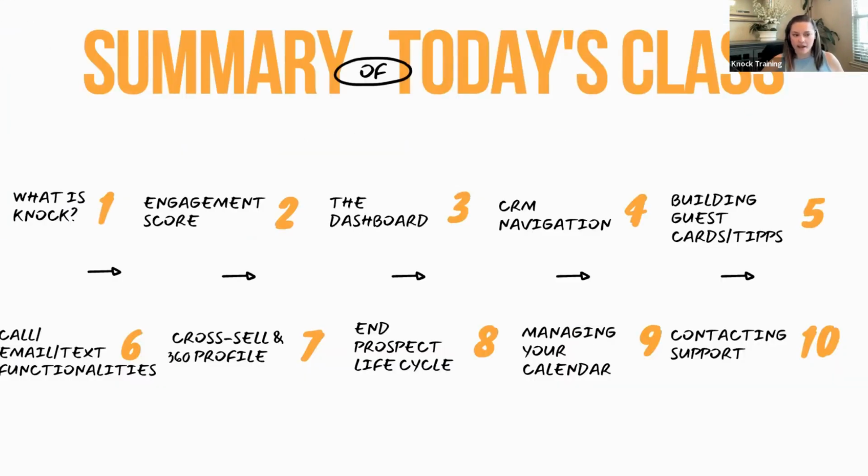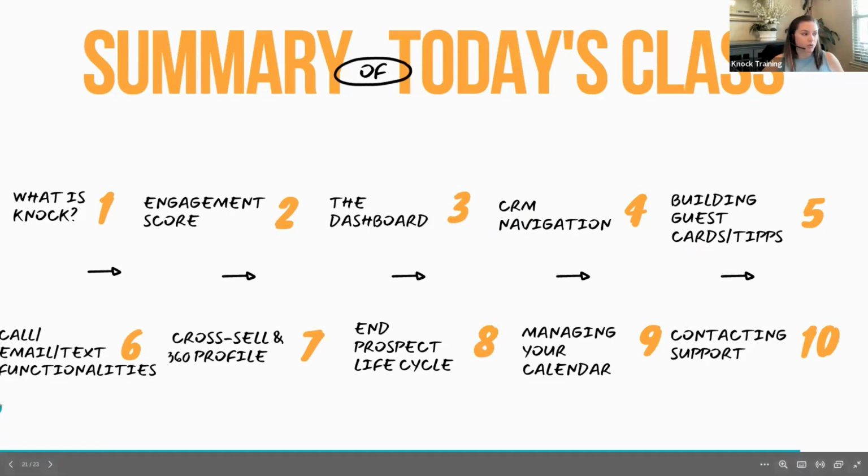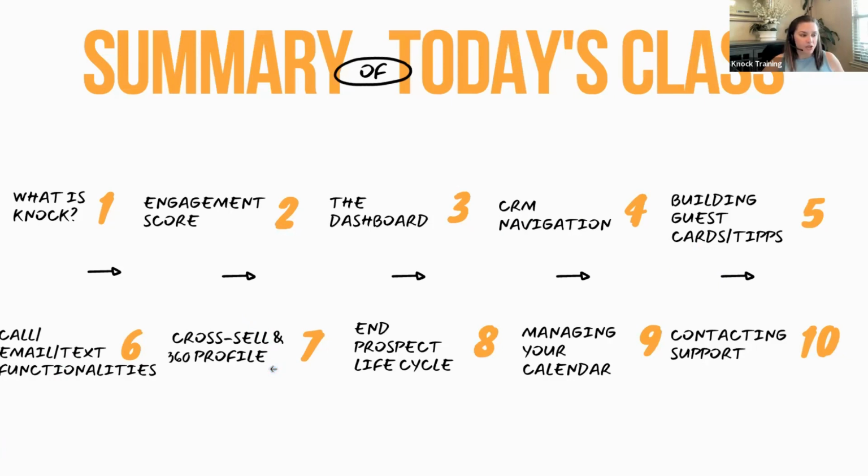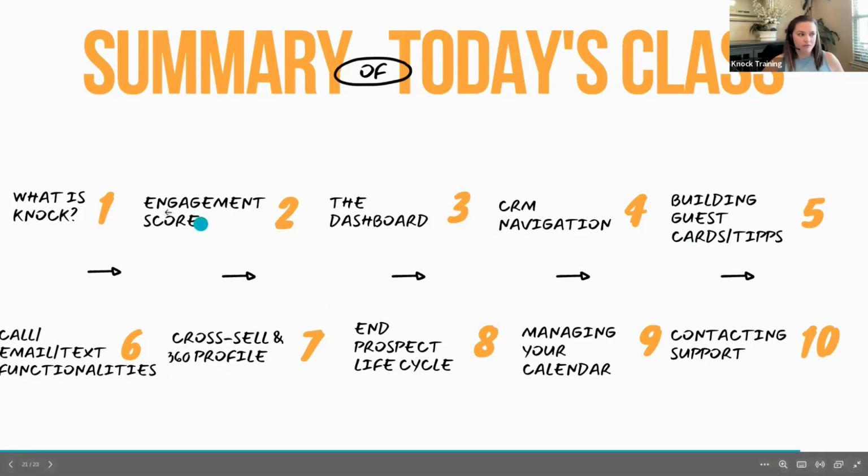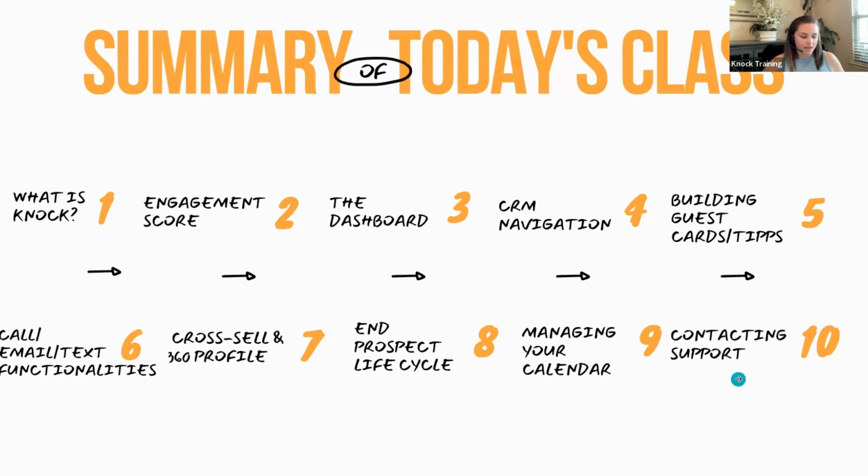I know we covered quite a bit in today's session. We answered the question, what is Knock? We talked about the engagement score and the dashboard, how it's organized, how you're going to access your guest cards. And then we really went into some detail about that guest card, right? We talked about tips, how to manage information and update information, how to communicate with your prospects, how to use the cross-sell and 360 profile features, and of course, how all of that engagement and activity is calculated into the score. We talked about the end of the prospect life cycle, how to manage your calendar, and then of course, how to contact support.